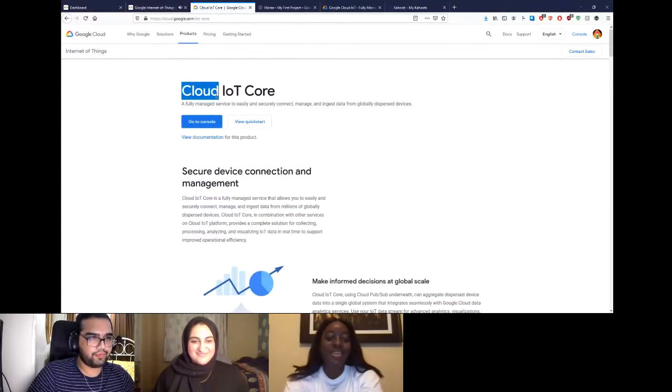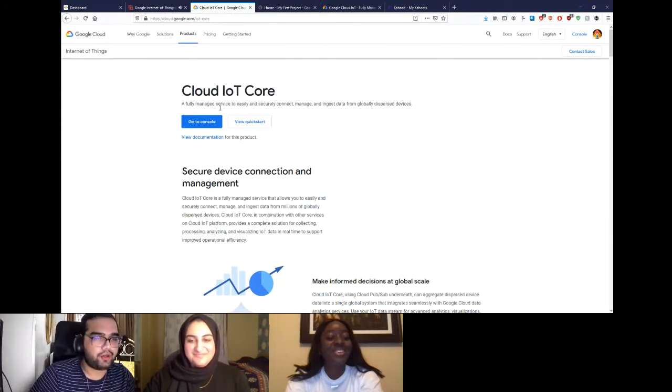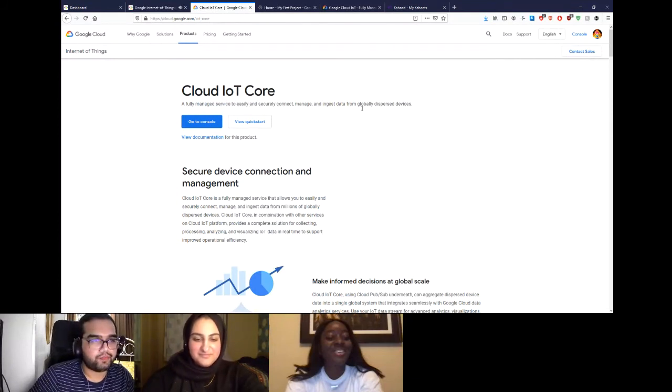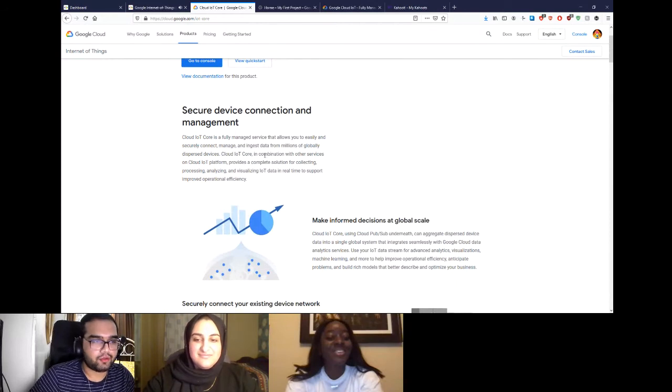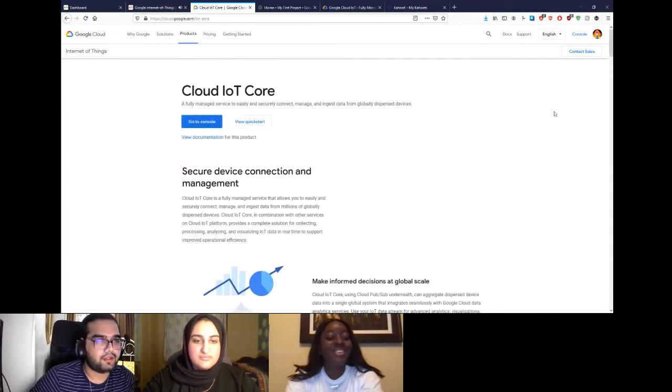All right, so this is Cloud IoT Core. This is a platform that is fully managed by Google that allows us to connect to millions of devices that are dispersed globally around the world, and we can collect, process, analyze, and visualize IoT data in real time to improve efficiency, which will help us towards our solution challenge. We can also collaborate with other teams such as Google Cloud machine learning to predict problems and build a better solution.